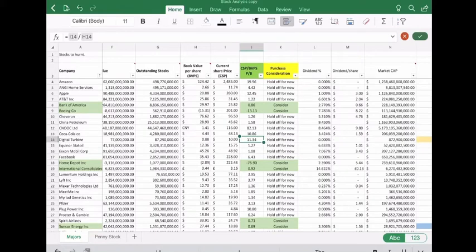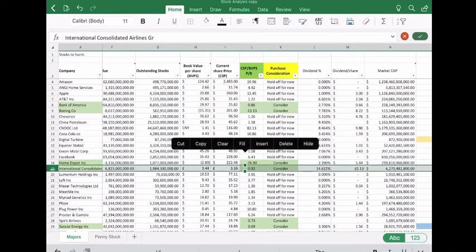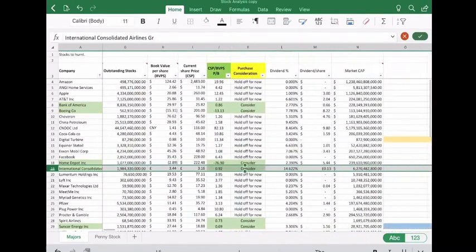Again, if you look at this, you see that some companies like Bank of America are trading today below their book value. International Consolidation is trading below its book value. But this calculation was done on the 4th of June, so you check again and see how it's done.